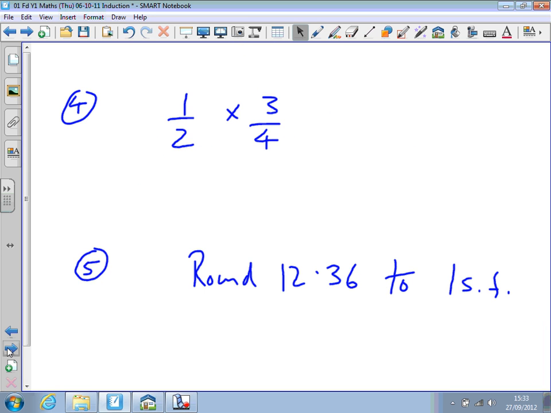Next one. 1/2 times 3/4 is 3/8. Good. I just multiply top and multiply bottom. 3 1s are 3, 2 4s are 8.